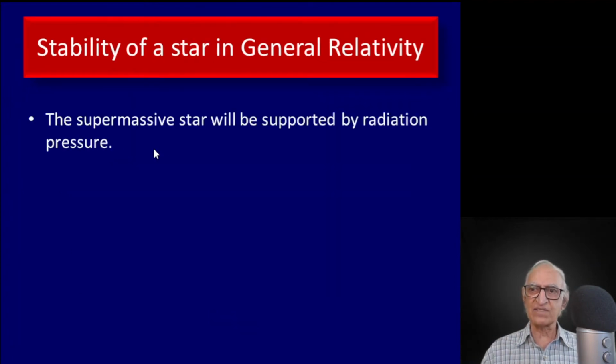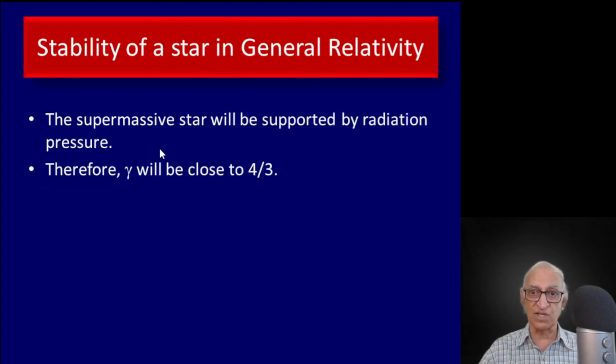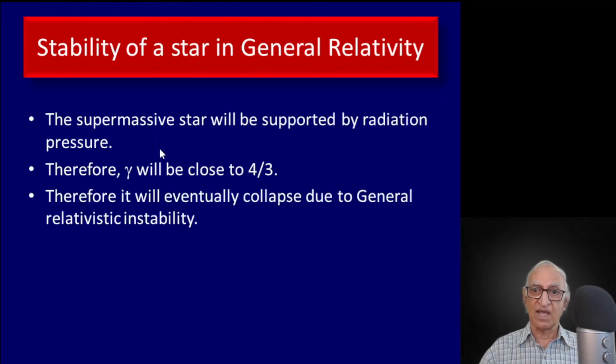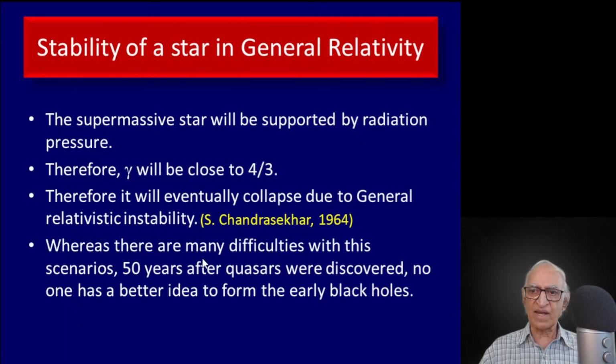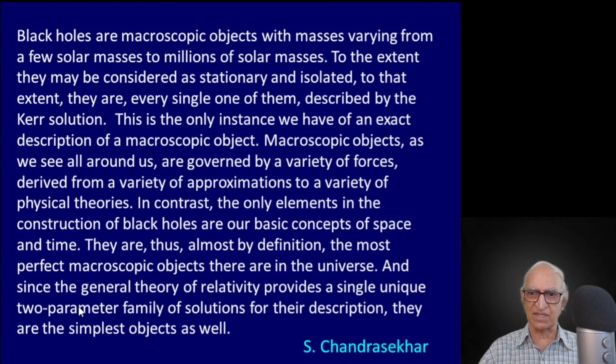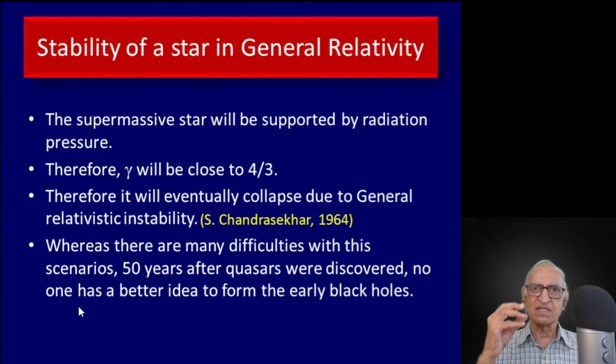Therefore, a supermassive star, which is supported by radiation pressure for which gamma is already 4 by 3, will eventually collapse due to general relativistic instability. And this was pointed out by Chandrasekhar a long time ago. Whereas there are many difficulties with this scenario, 50 years after quasars were discovered, no one has a better idea to form the very early black holes other than to suggest that they formed from a supermassive star.